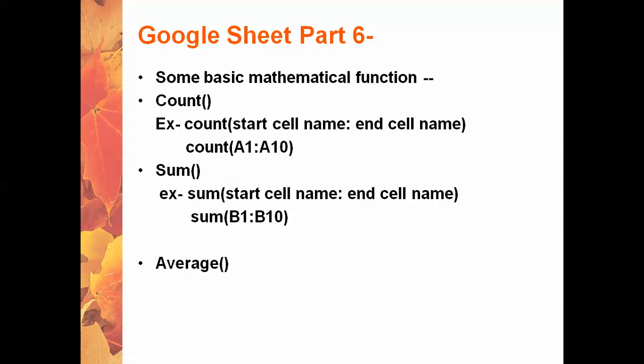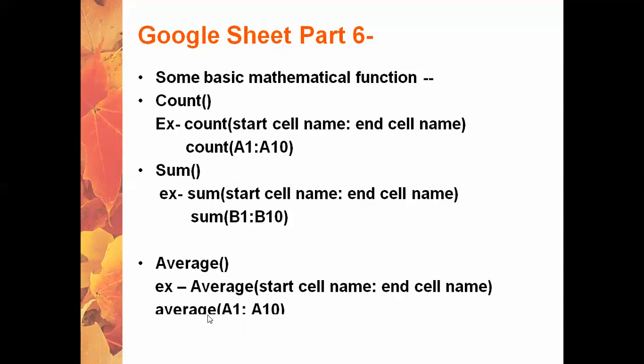Our next formula will be average. Again, an opening parenthesis and a closing parenthesis after the formula name. We will write average, opening parenthesis, then the start cell name, colon, end cell name, and then close the parenthesis. For example: average, opening parenthesis, cell A1, colon, cell A10. So here we can get the average, and we end the formula with a closing parenthesis.